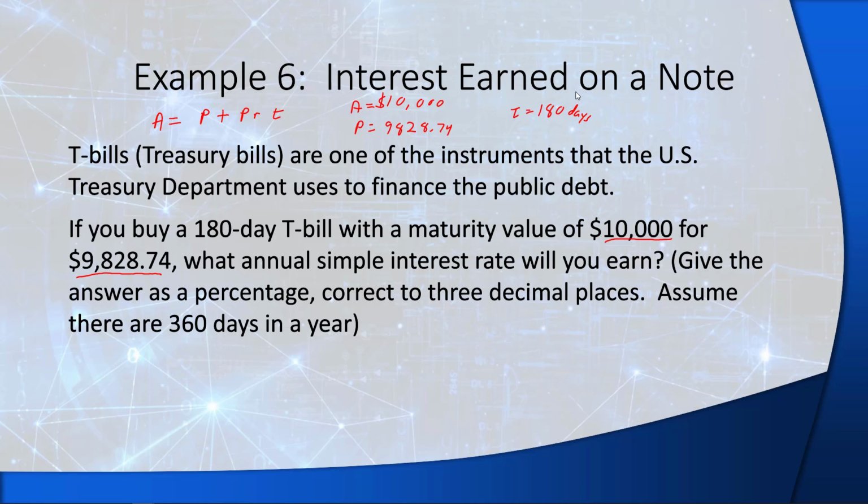Of course, we can't work with days. We could only work in years, and we're going to assume that each year has 360 days in it. So we can multiply this by 1 year divided by 360 days. And that will be equal to 0.5 years.